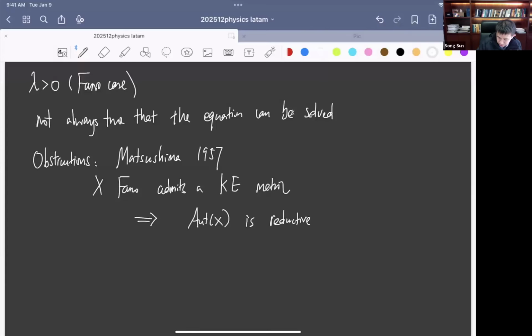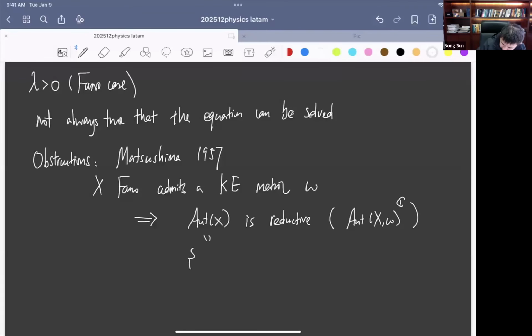So what does it mean? It really means that if you have a Kähler-Einstein metric omega, then this automorphism group is a complexification of the automorphism group that preserves omega. So what is the automorphism group?